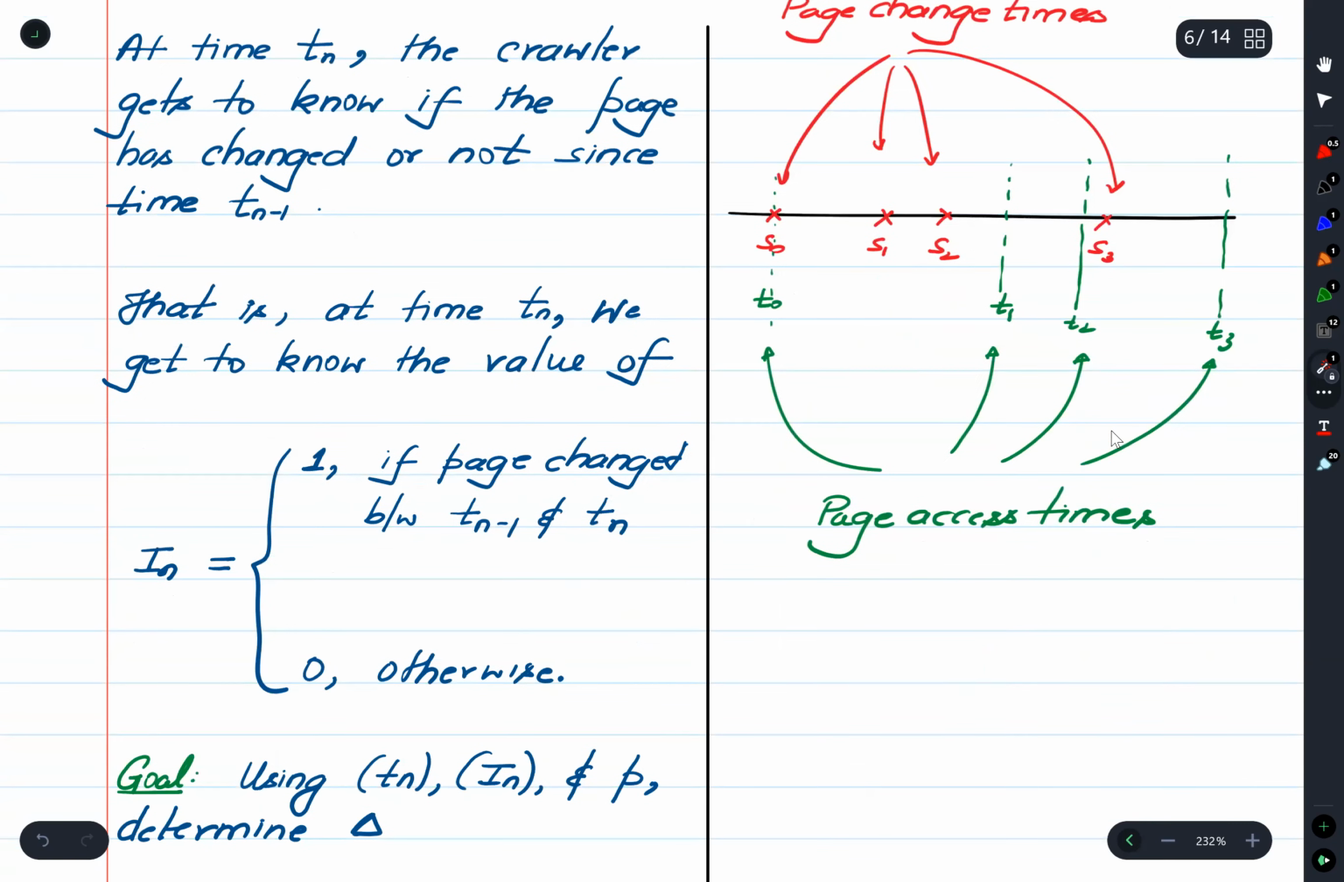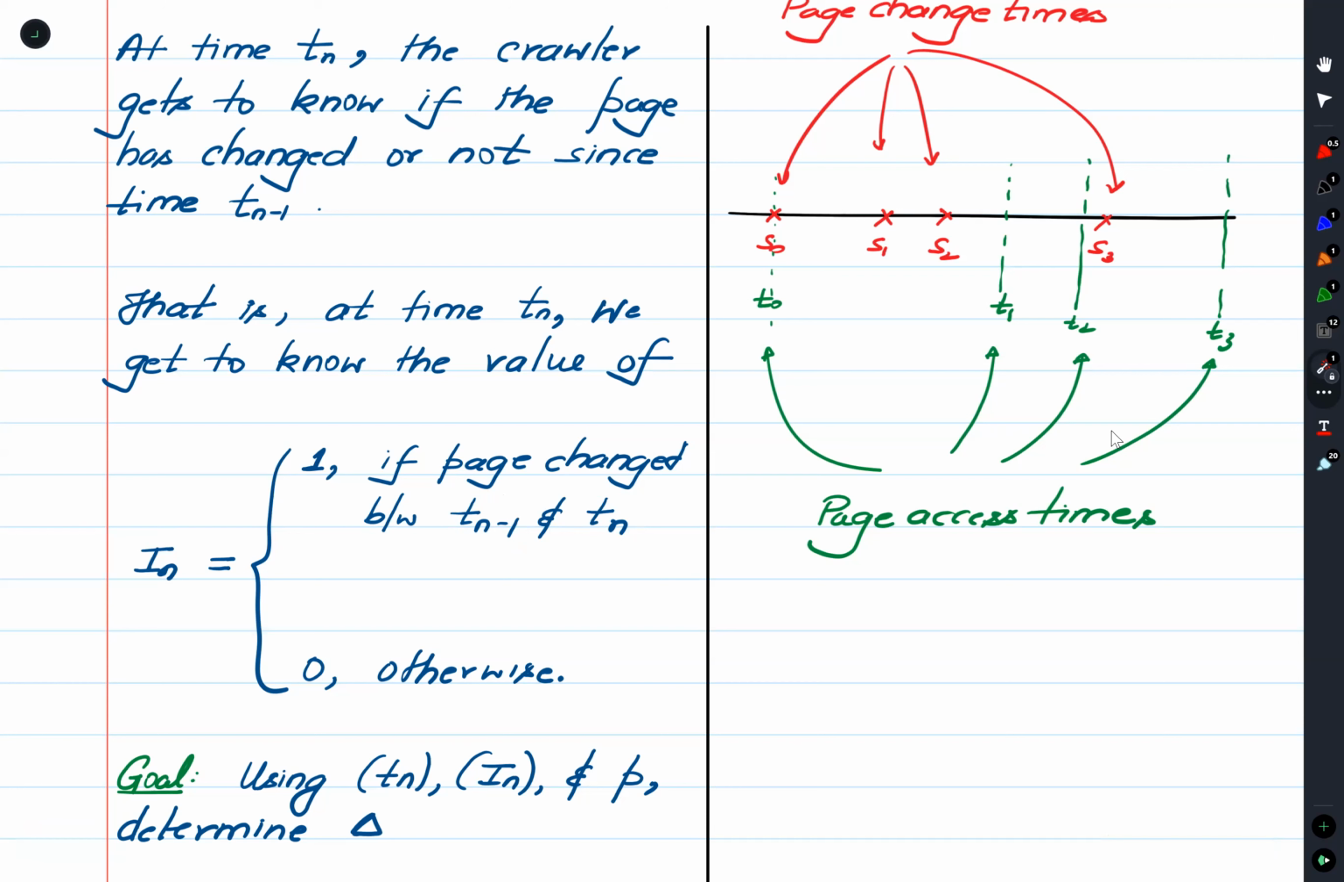So what will the crawler get to know? Whenever it visits the page, let's say at time Tn, right? The crawler will get to know the value of this indicator In, right? So what is this indicator? This tells us if the page has changed or not between time Tn minus 1 and Tn, right?